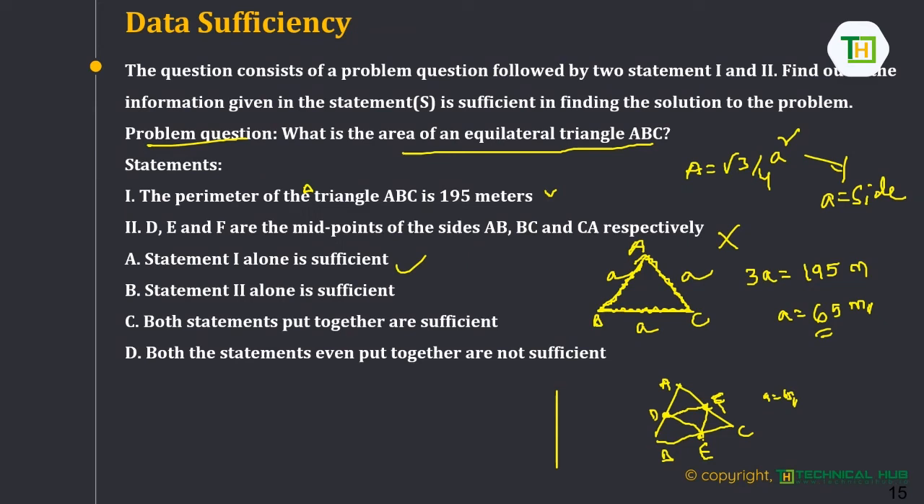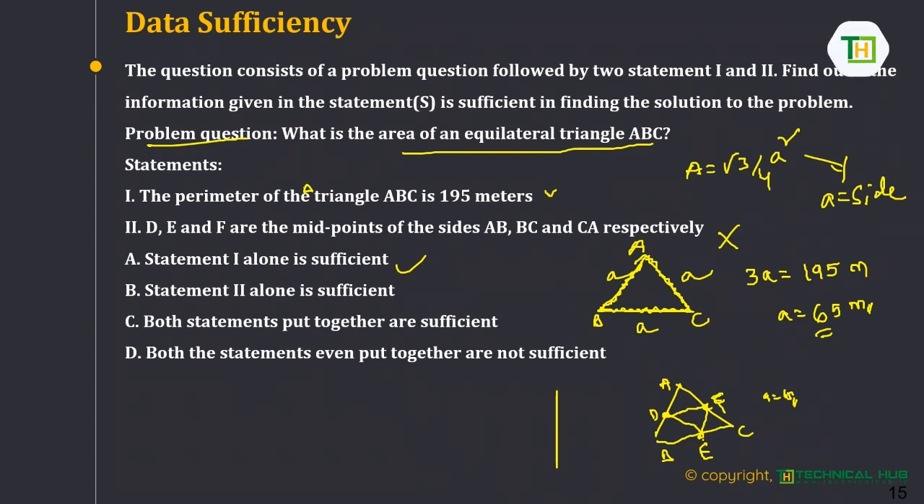Coming to statement 2. D, E, F are midpoints of the given equilateral triangle. No other information is given, only that D, E, F are midpoints of the equilateral triangle. The side, triangle or area is not given.